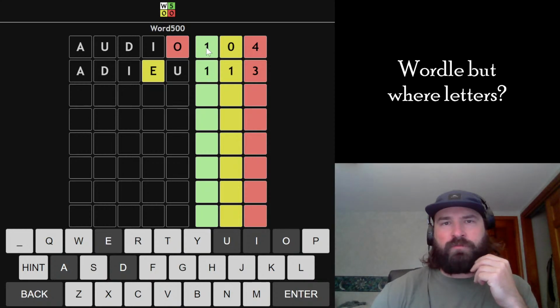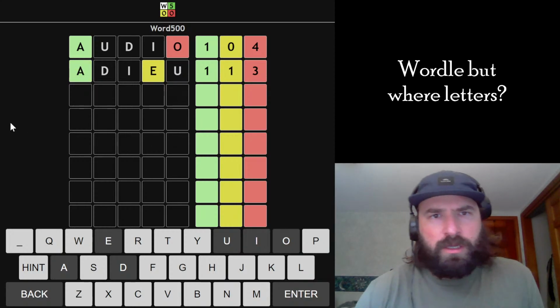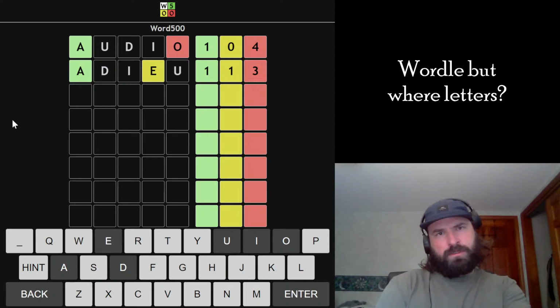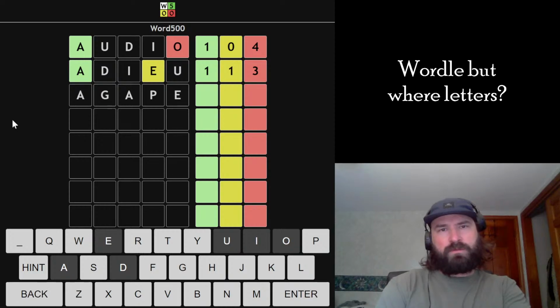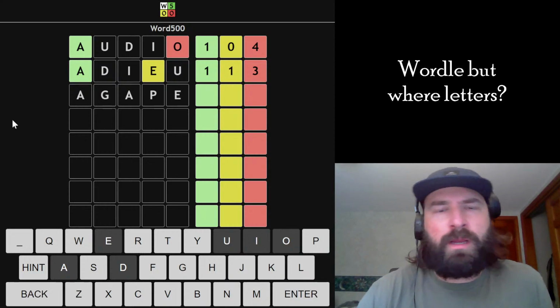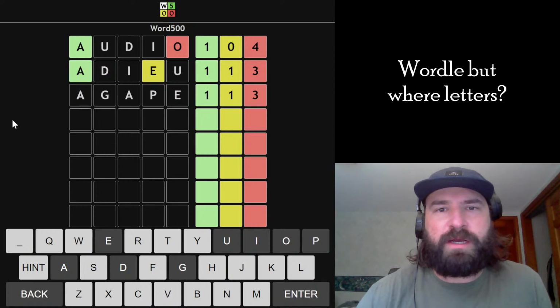Since we got 1 green from both of these, I think I'm going to try the A as the green. It's possible that the A is not the green, and the E could be the green. But might as well try it since we got 1 from both. Agape looks like it would work. I'm really just doing this to try the A in the same spot. We get 1 green, 1 yellow again.